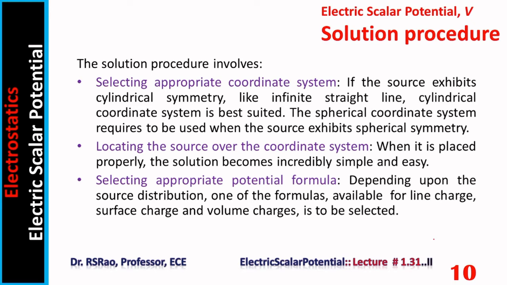The solution procedure in the second half: as already mentioned, in the second half we try to find the scalar potential when the charge distribution is given. The solution procedure involves selecting an appropriate coordinate system. It depends upon the symmetry involved in the source distribution. Then locating the source over the coordinate system. The location of the source over the coordinate system plays an important role in simplifying the solution procedure. Then selecting the appropriate potential formula.